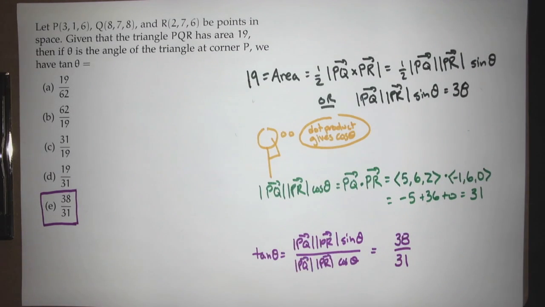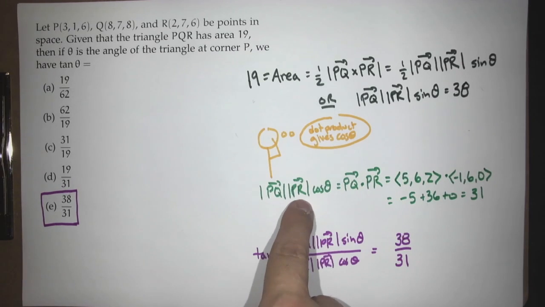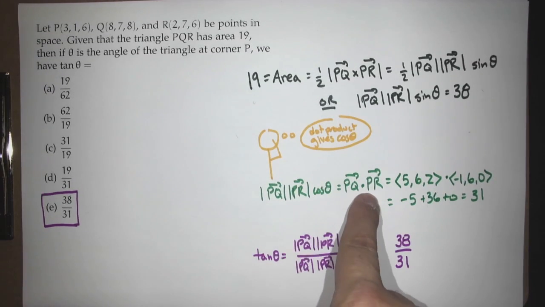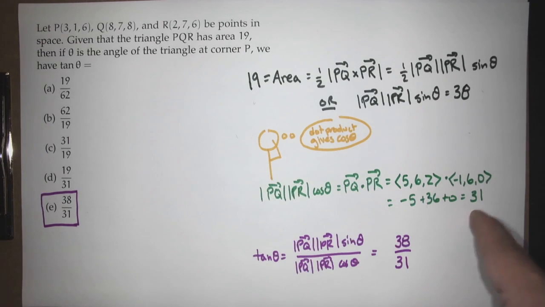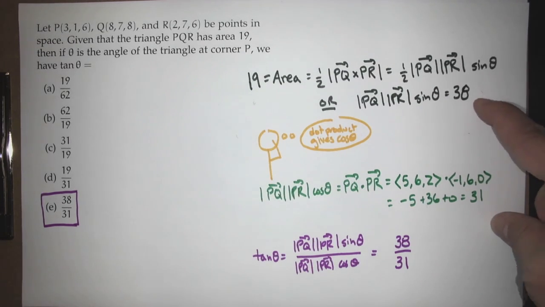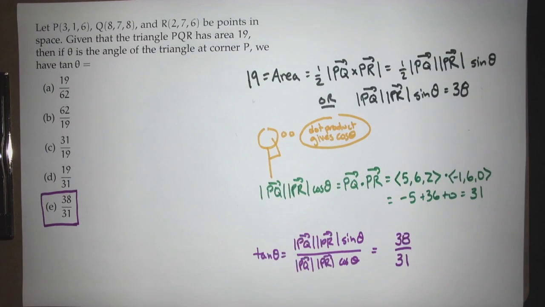Sine of theta is not tangent theta. We're missing cosine theta. Well, dot product gives cosine. So magnitude of PQ times magnitude of PR times cosine theta is the dot product. So we can take the dot product. Turns out that's 31. So now you take the ratio. And notice that the magnitudes cancel, so you're left with 38 over 31. There we go. Nice. Okay, well, a fun warm-up problem.